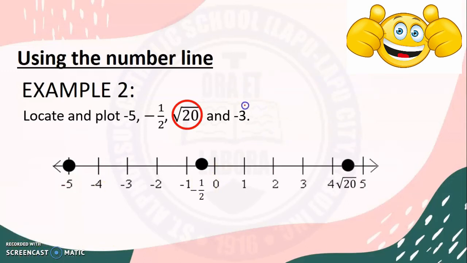Next, negative 3. Negative 3 is found on the left side of number line and it's very easy to locate. So just plot directly, and this is now the arrangement of these 4 numbers on the number line. For ascending order or increasing order, we have negative 5, negative 3, negative 1/2, and then square root of 20. For decreasing order, we have square root of 20, negative 1/2, negative 3, and then negative 5.